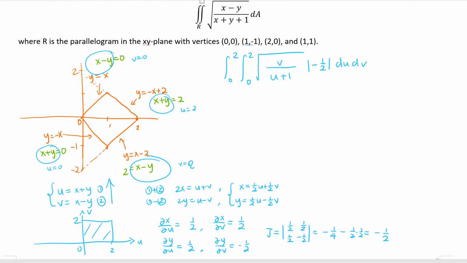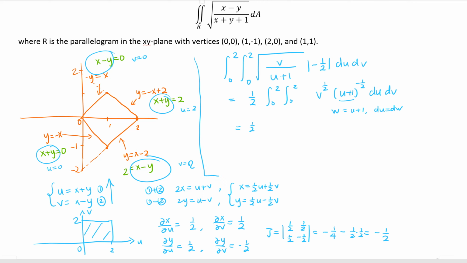Okay, let's see. So here, the absolute value of 1/2 is 1/2. We can move it in front. Then this is v to the 1/2, and then this is u plus 1 to the minus 1/2 du dv. Well, here we're going to do u substitution, abuse of notation, so let's call it w substitution. So let w be u plus 1, and then du equals dw, right?